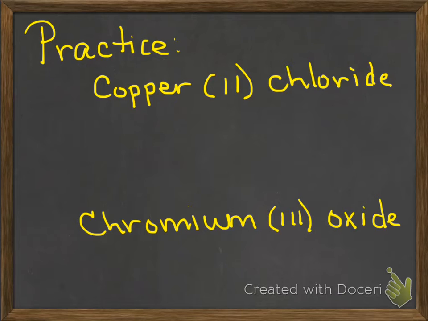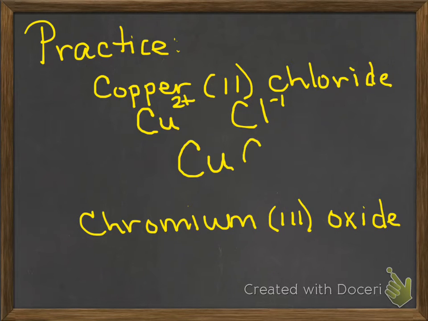So, just a little practice. We have copper 2 chloride, okay, Roman numeral 2. So that tells us that copper has a plus 2 charge. We know if we look at our periodic table for chlorine, the chlorine ion has a negative 1 charge. So because of our crisscrossing rules, we get a formula of CuCl2 for copper 2 chloride.